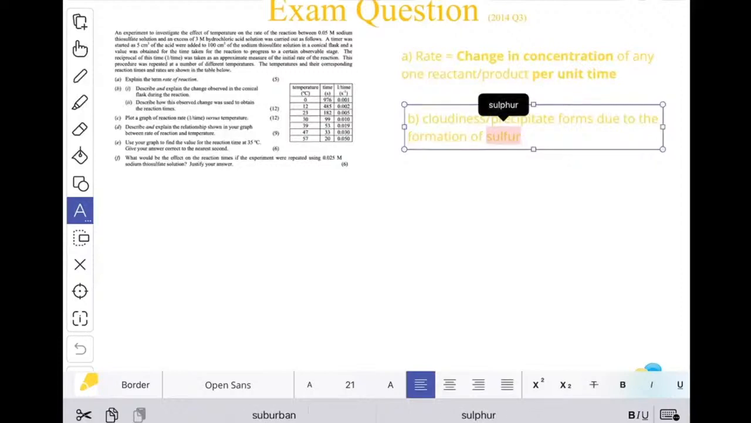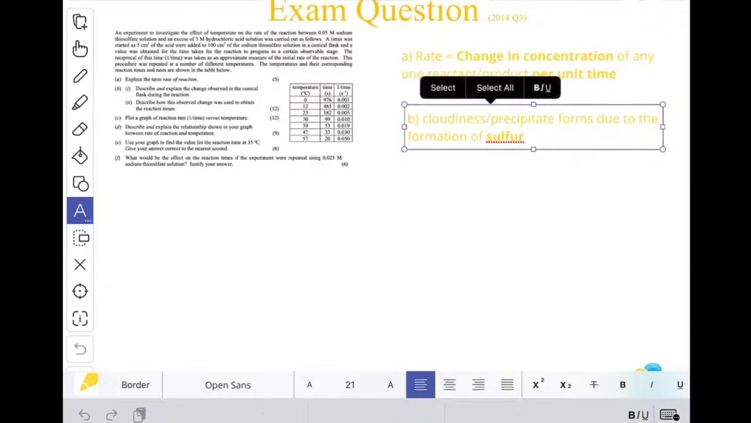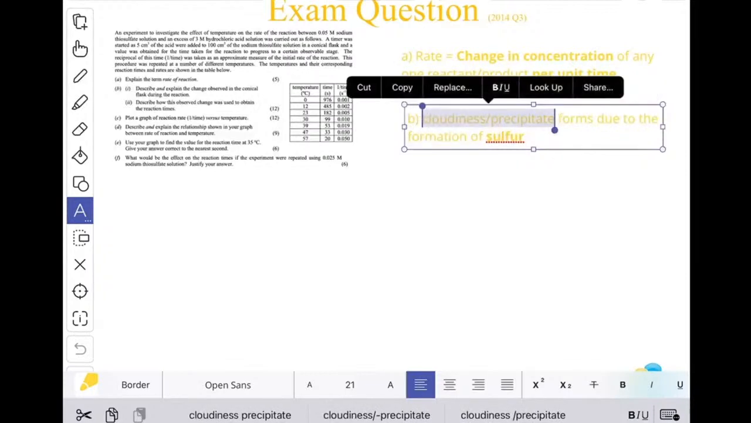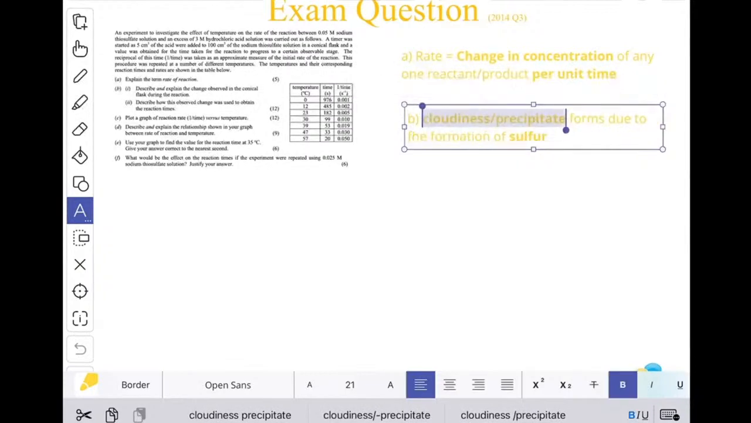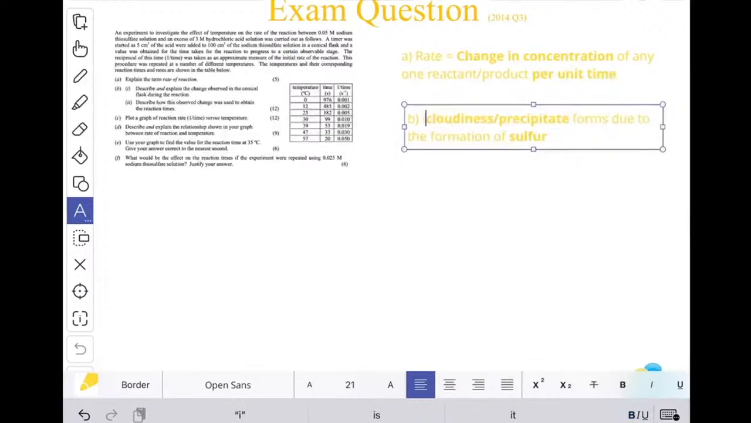So for this to get full marks in this first part, B part 1, you needed to say cloudiness, and you also needed to say that sulfur was formed. So cloudiness and precipitate were essential here, and the term sulfur. This was for B part 1, and that was 3 marks for each part. So this was 3 marks for the words cloudiness or precipitate, and 3 marks for the formation of sulfur.